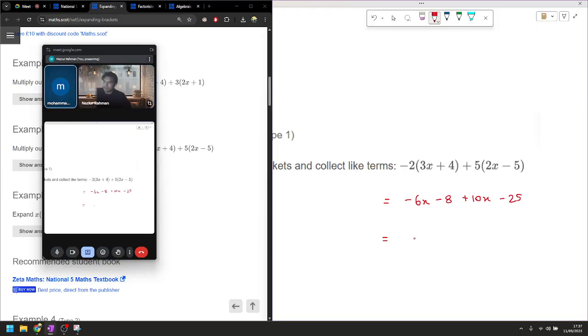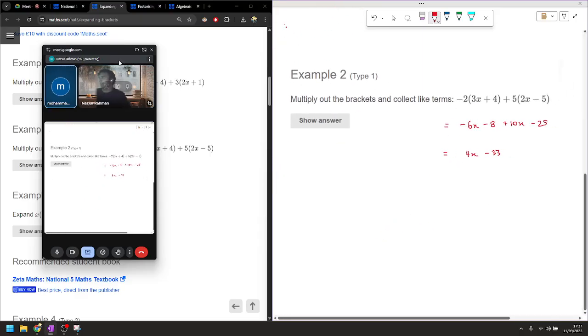4x. Good. There you go. Minus 33. Yeah, well done. That's it. So this is actually from the past paper, so this is from the actual exams. So good. Well done.